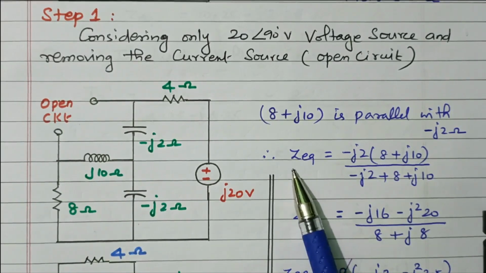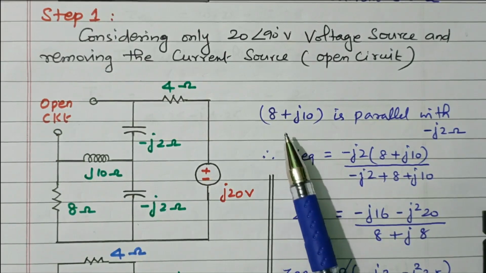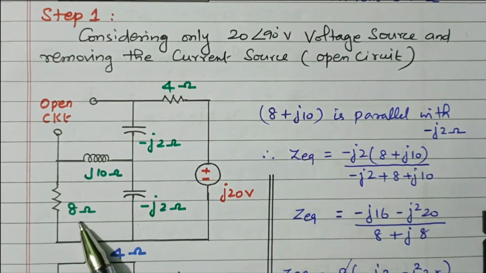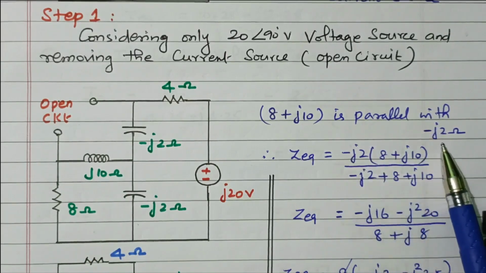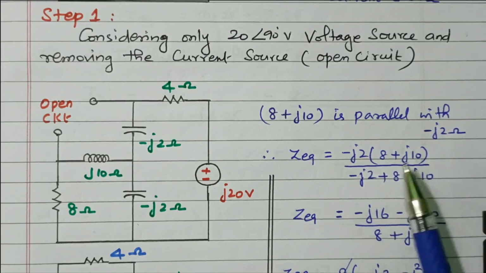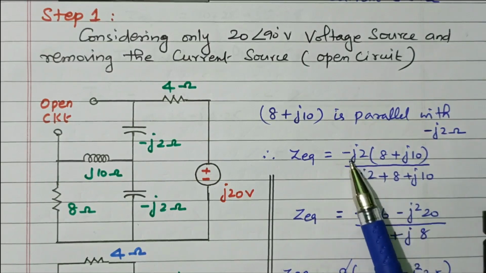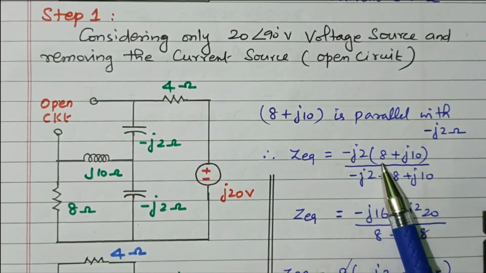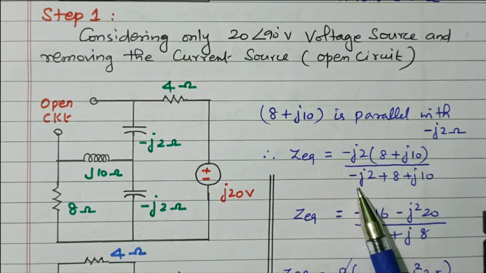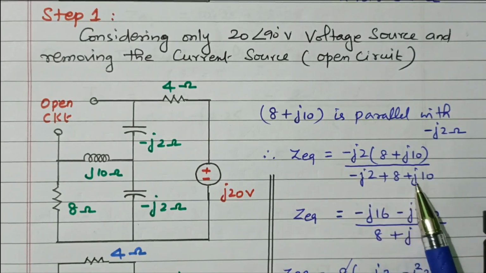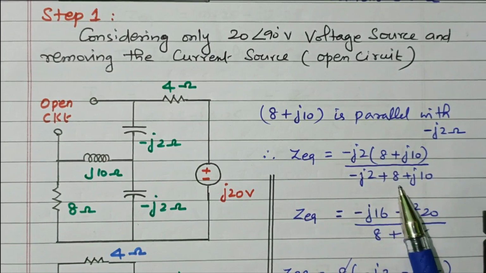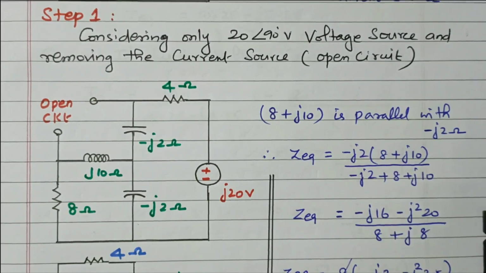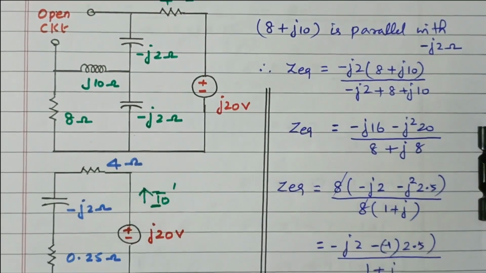So based on that, we can find Z equivalent. 8 plus j10, that is the resistor and inductor combination, is in parallel with minus j2, that is the capacitor. Right? So Z equivalent equals minus j2 into 8 plus j10 divided by minus j2 plus 8 plus j10, that is R1 into R2 divided by R1 plus R2, the basic formula. So after this, step by step we need to simplify.